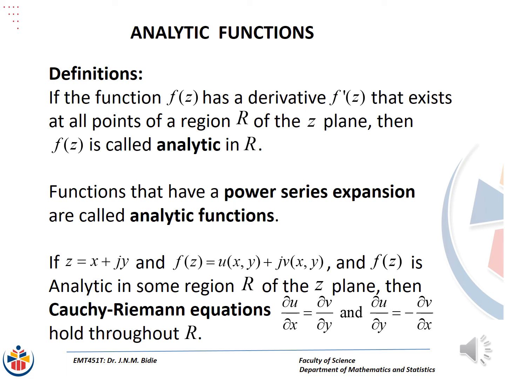Also, for our syllabus, we're going to use the Cauchy-Riemann equations to prove that functions are analytic. So the Cauchy-Riemann equations require that the given f of z be written in the form u plus jv, because we have those two conditions that have to be satisfied: du over dx equal to dv over dy, and du over dy equal to the negative of dv over dx.